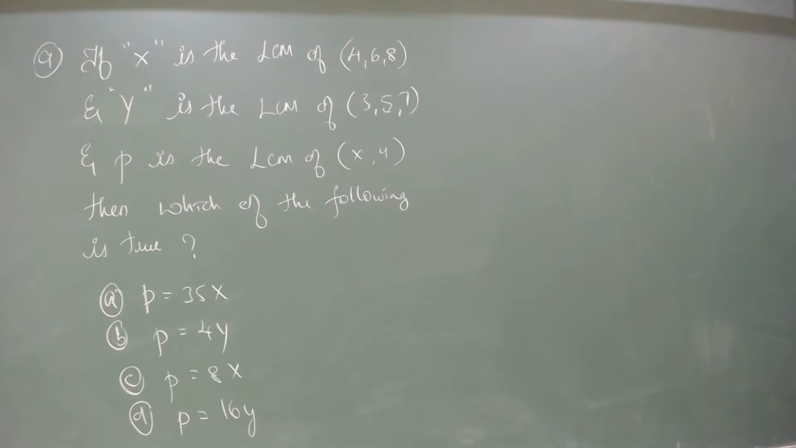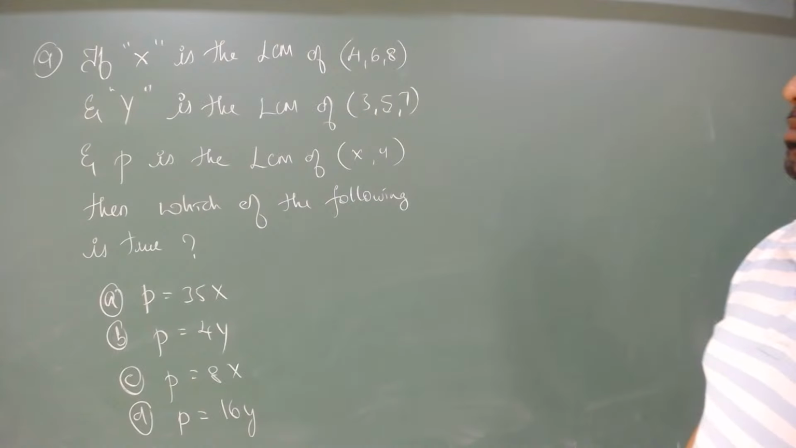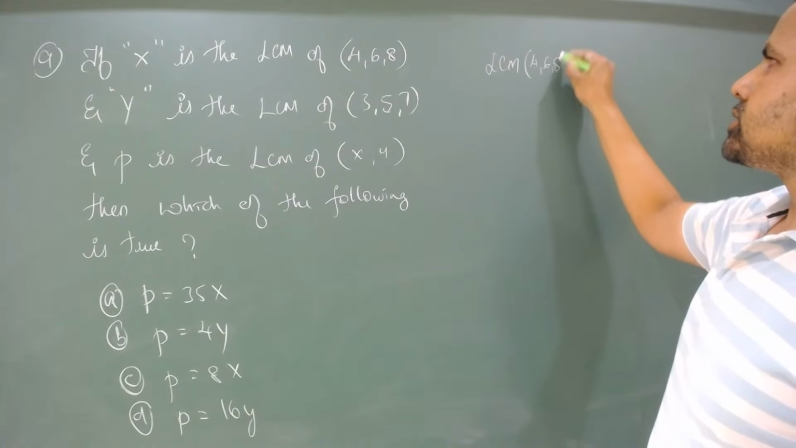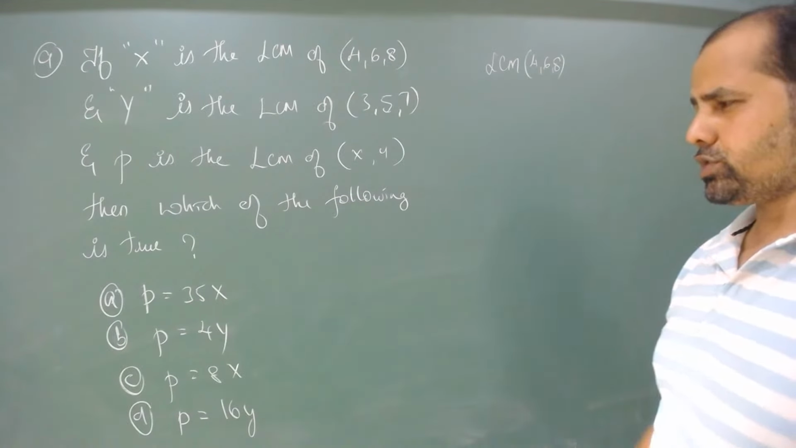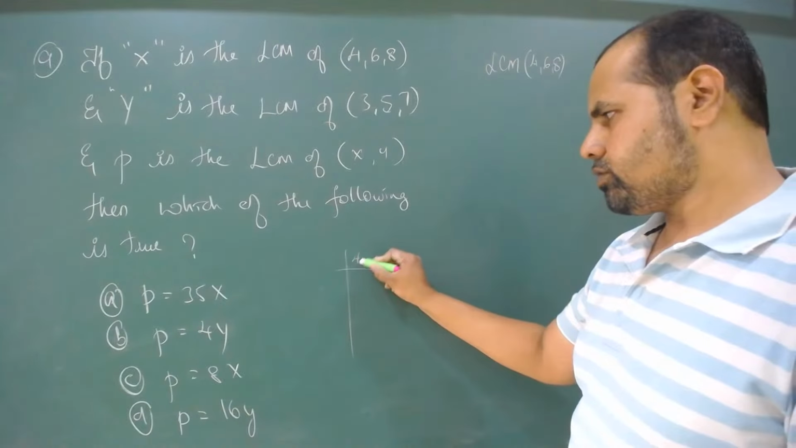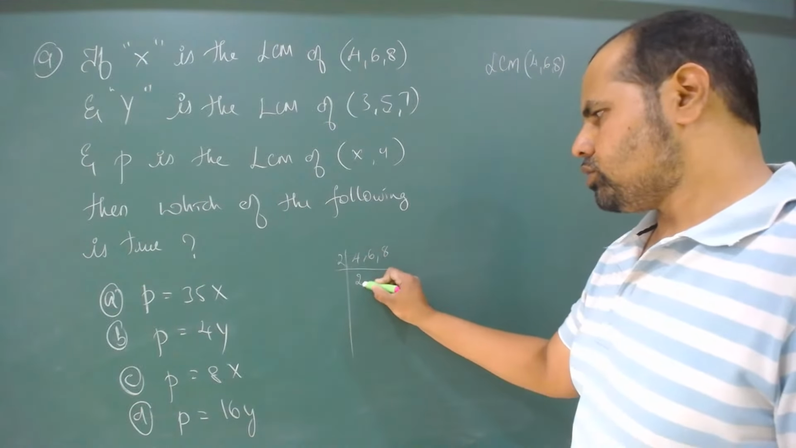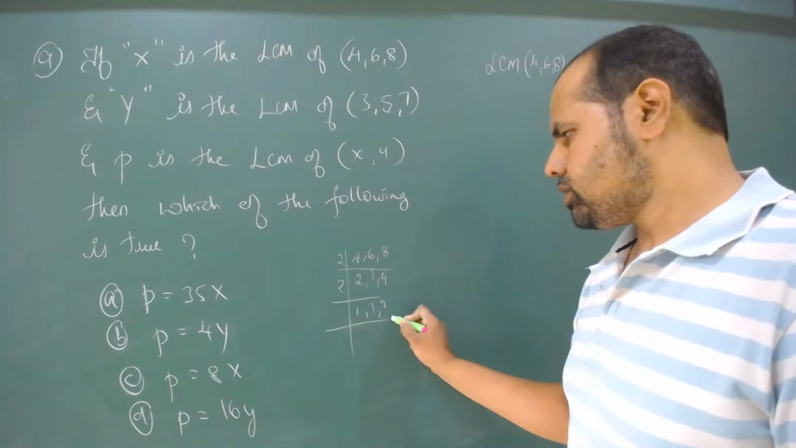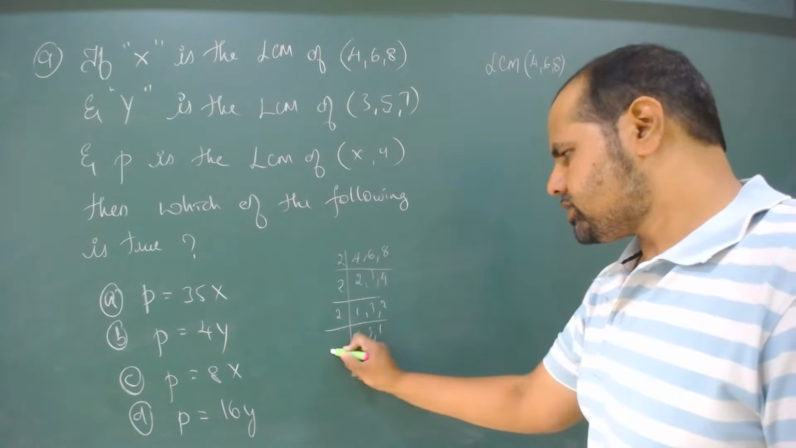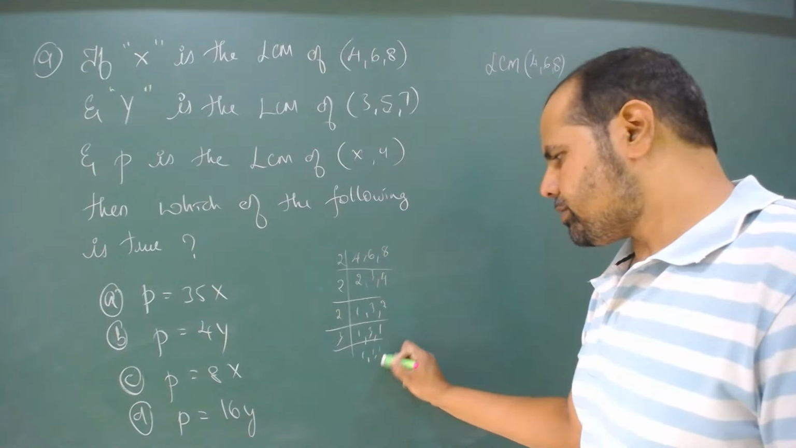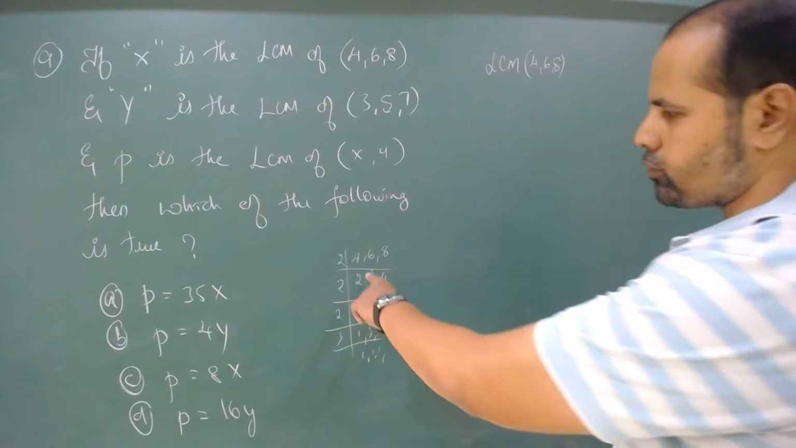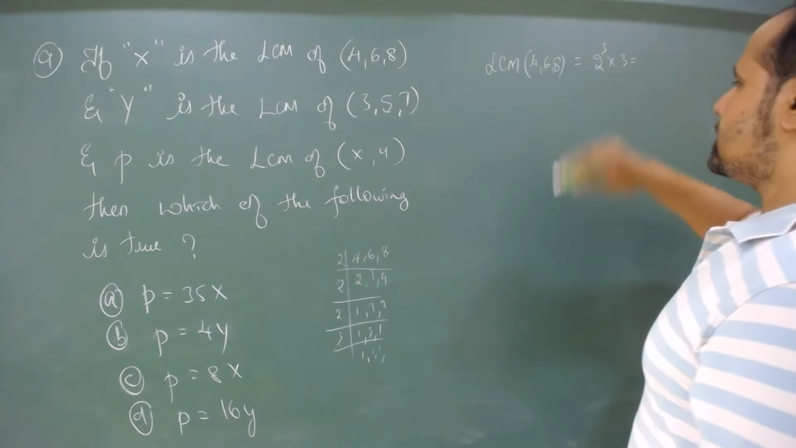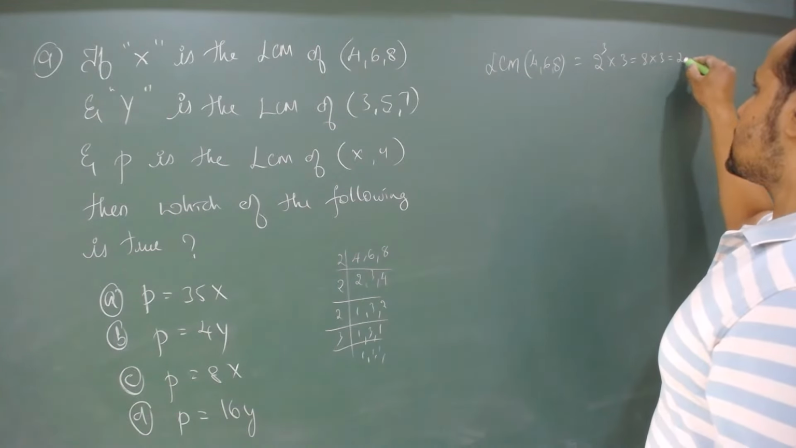So first, let us find out the LCM of 4, 6, 8. I shall use the regular, traditional method of finding the LCM. 4, 6, 8: 2 2s are 4, 2 3s are 6, 2 4s are 8. The LCM of 4, 6, 8 is 2 cube and 3, that is 8 into 3, 24.